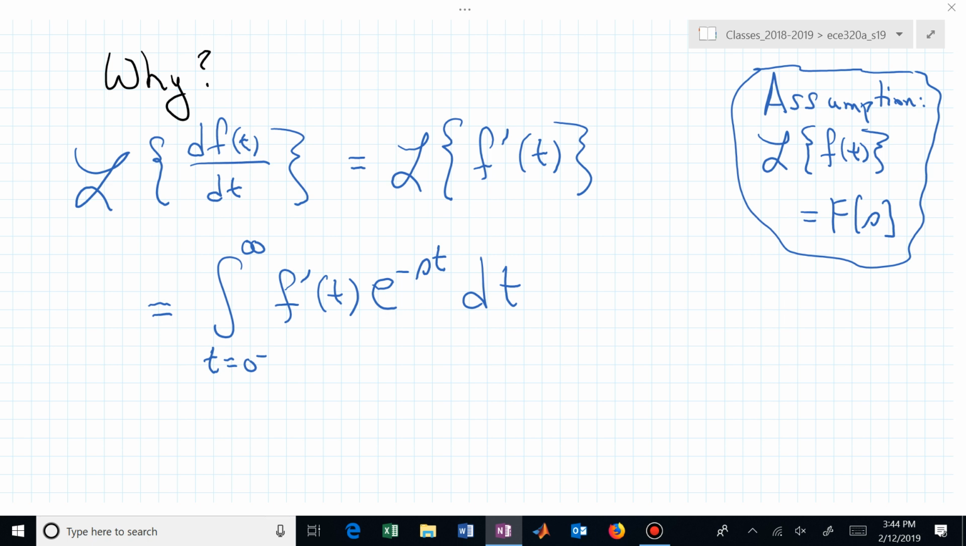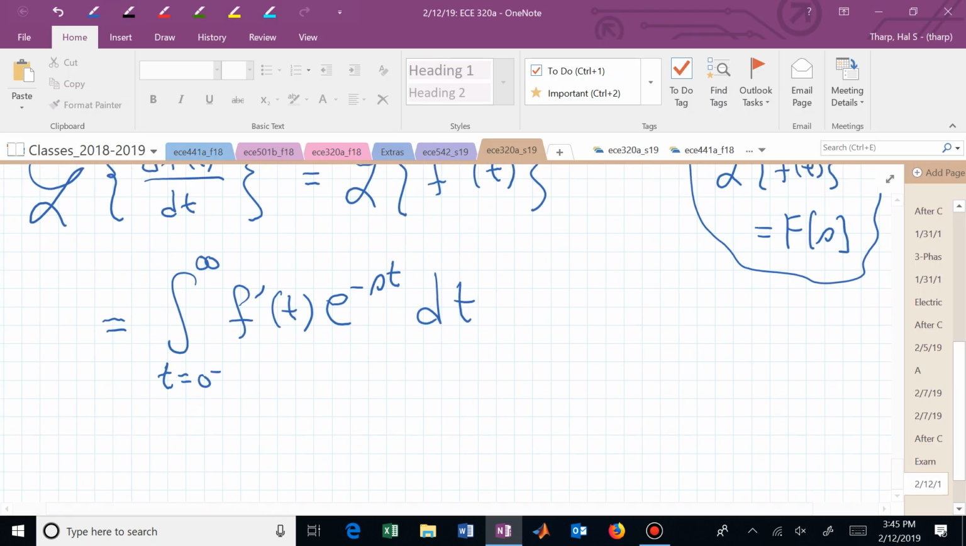Let's now go back, not all the way to second grade, but maybe a semester or more, and ask: when we have a derivative inside an integral, how do we essentially remove that derivative? It would be nice if we could rewrite this as an integral of f e to the minus st, because we know that what that is, that's capital F of s.